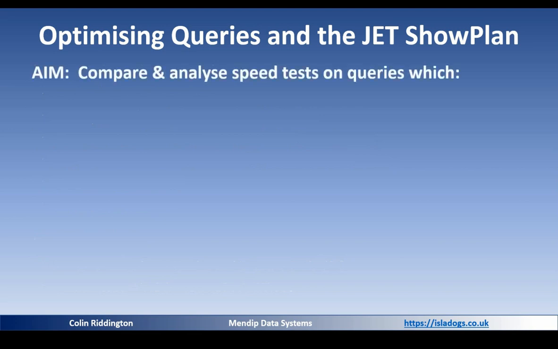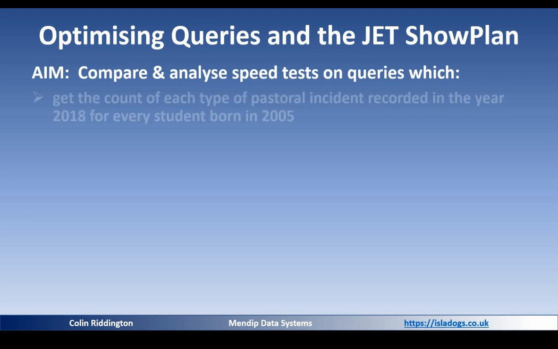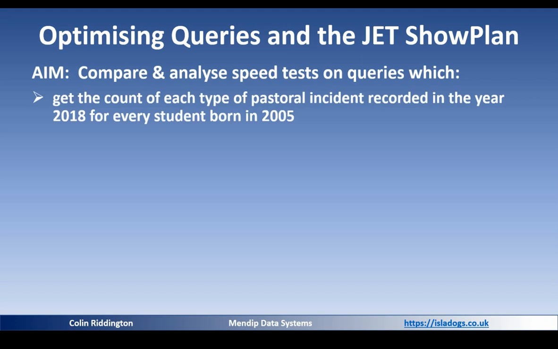So the purpose then today, I'm going to compare and analyze speed tests on queries which are all going to do the same thing. This is taken from the demo version of one of my school's databases, and I've got a number of students, and I'm going to check the number of pastoral incidents that were recorded for those students in the year 2018, and done for every student born in the year 2005, so when they were 13 or so. And I'll get the count of each type there.